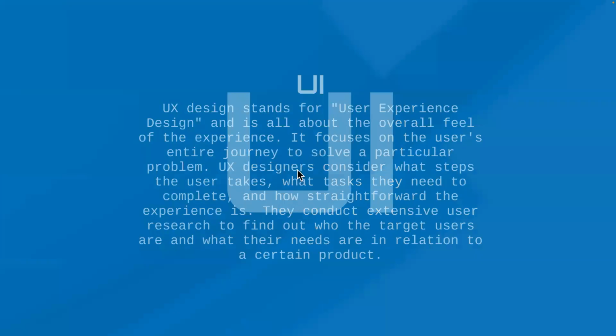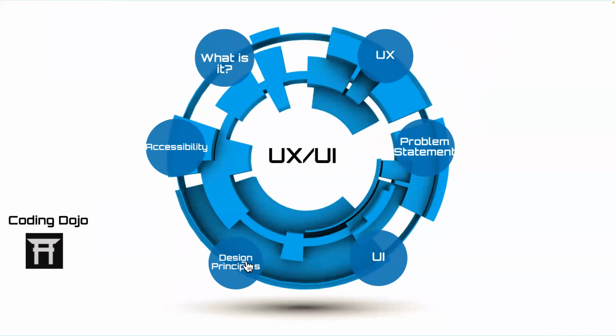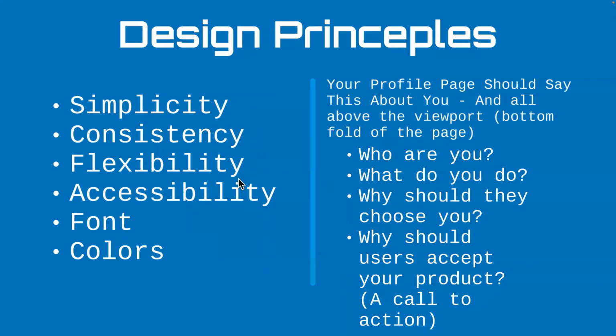I think this one here, I copied the wrong information, but let's look at UI in the sense of design principles. So when we design a page, we're looking for simplicity, consistency, flexibility, accessibility, the types of font that you're using, and the colors that you're using, okay? So this is all design principles related to user interface. We want to go through how simple is our page?